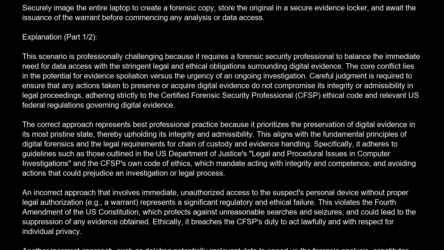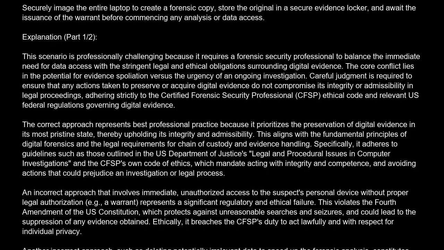The correct answer is B. Securely image the entire laptop to create a forensic copy, store the original in a secure evidence locker, and await the issuance of the warrant before commencing any analysis or data access. Explanation: this scenario is professionally challenging because it requires a forensic security professional to balance the immediate need for data access with the stringent legal and ethical obligations surrounding digital evidence.